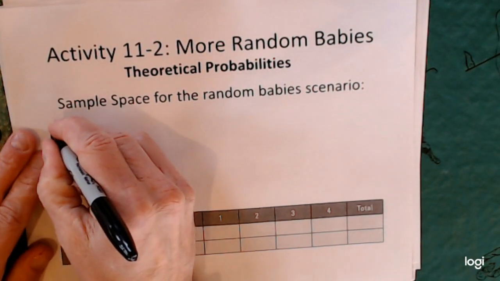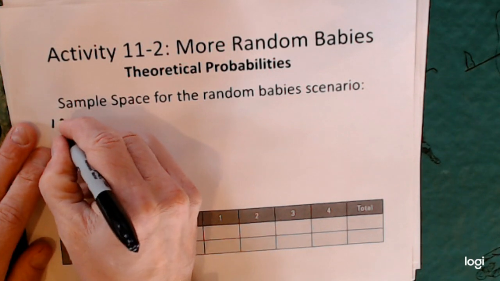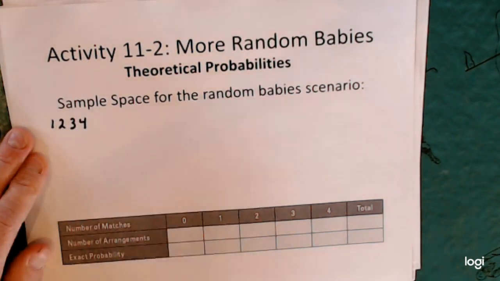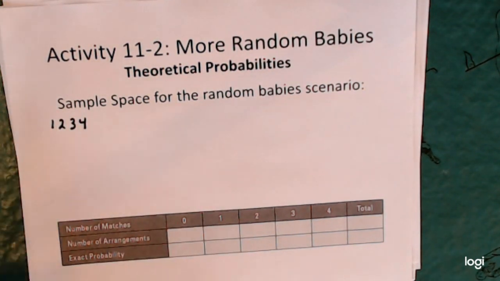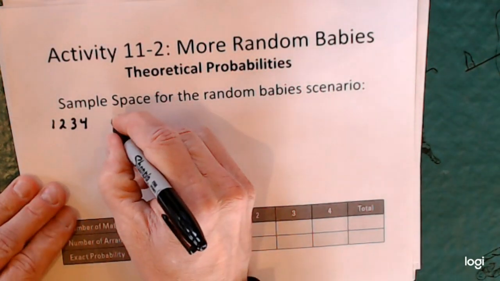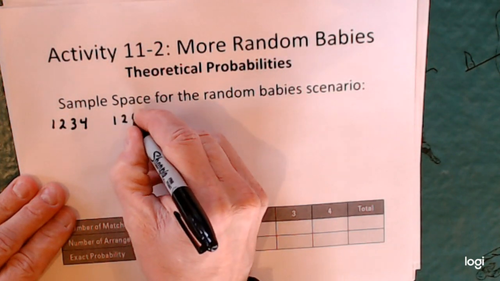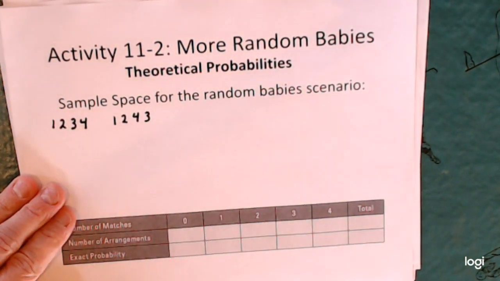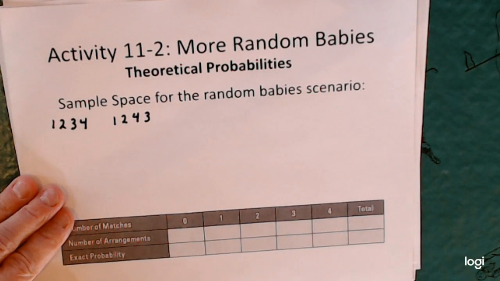All right, so one way you could do it is we could lay them out 1, 2, 3, 4. That's one way that I could have laid out those numbers, and in that scenario, I've got four matches. That would be perfect, right? It doesn't happen very often. Okay, here's another one: 1, 2, 4, 3. So switching those last two. That's another way we could have laid out those numbers.